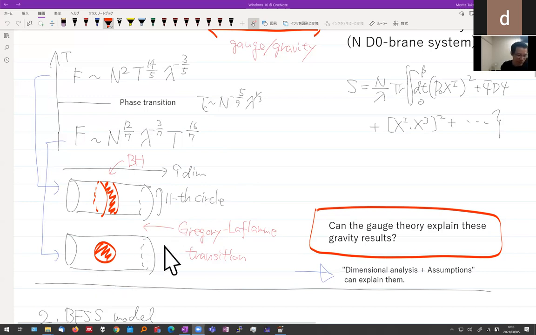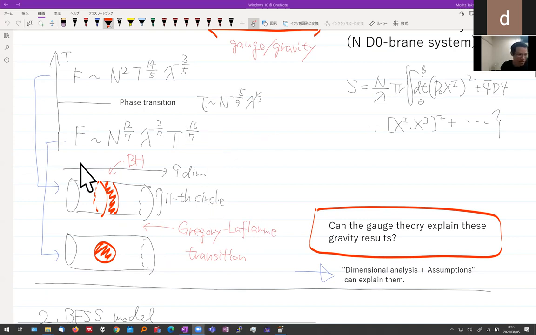Or, as we go to the strong coupling region, the size of the 11th direction can effectively be regarded as large, and then this configuration is more stable. So it is natural to expect that a kind of Gregory-Laflamme transition occurs along this 11th direction. This is the phase transition.